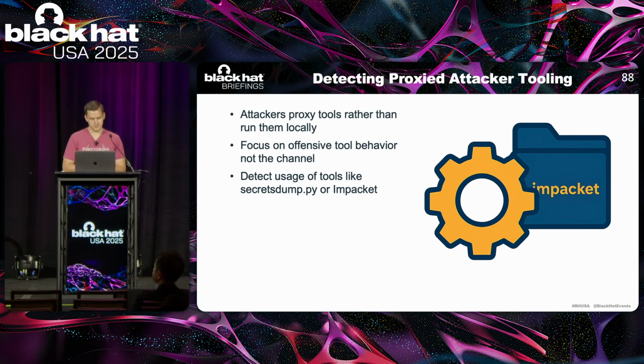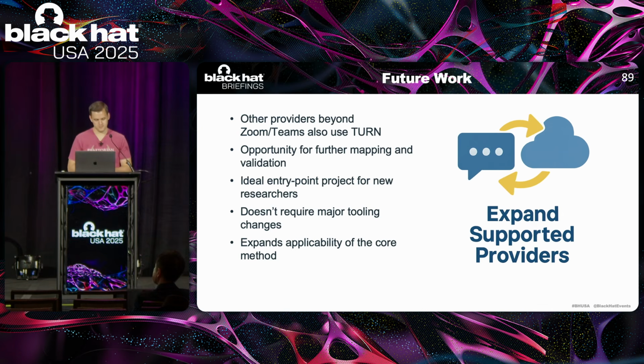And again, kind of mentioned this before, but think about things like detecting proxied attacker tooling, things like someone running secrets.py through the channel. You don't need to focus on detecting the channel that's being used. You could focus on detecting the actual tooling that's being run afterward, and I think that would probably be a little bit better of a return on your time versus trying to do direct detection of the channel.